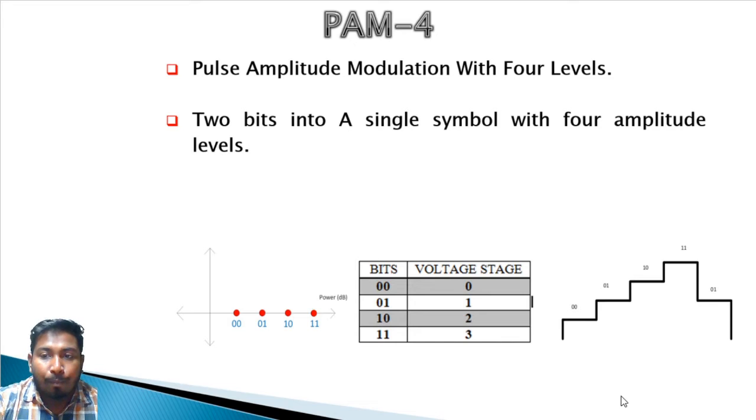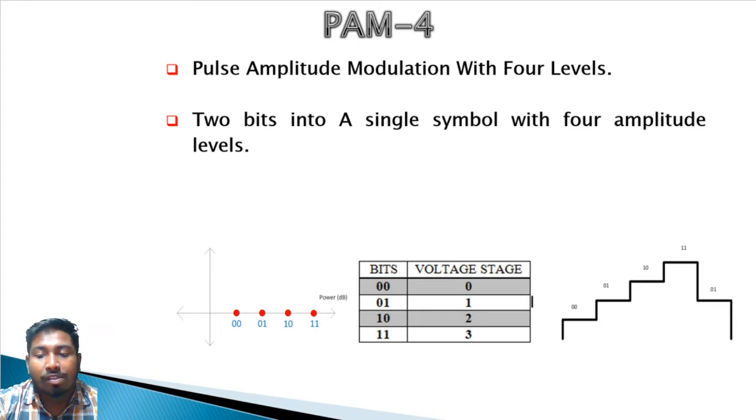PAM4. PAM4 stands for pulse amplitude modulation with 4 levels. Modulation is the process of changing the characteristics of the carrier signal, such as amplitude, frequency, and width. It is the process of adding information to the carrier signal. A carrier signal is a steady waveform with constant amplitude and frequency.